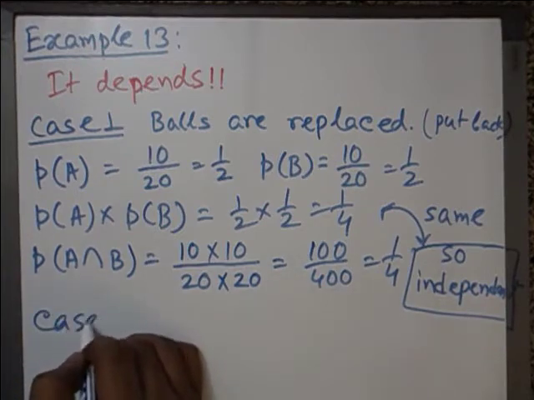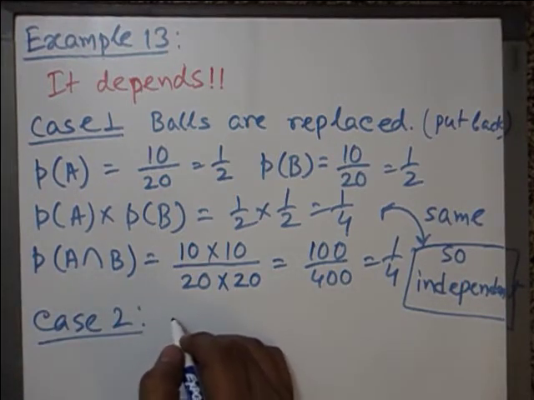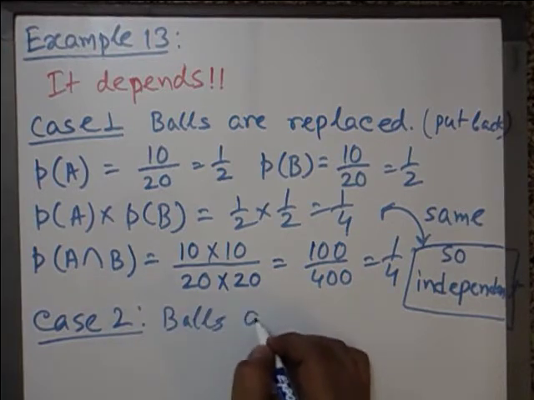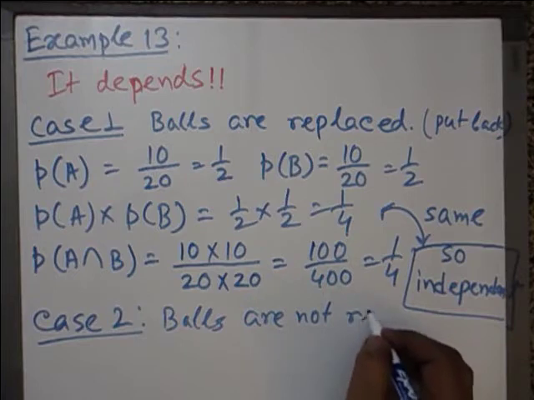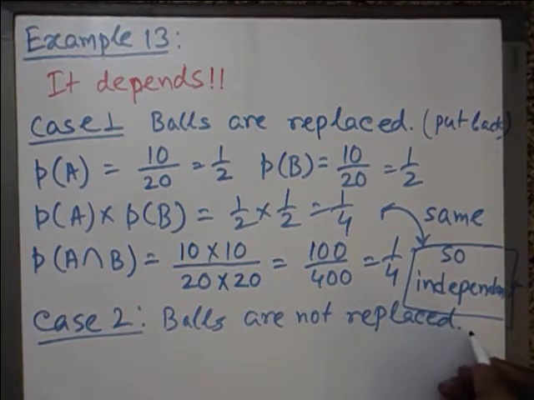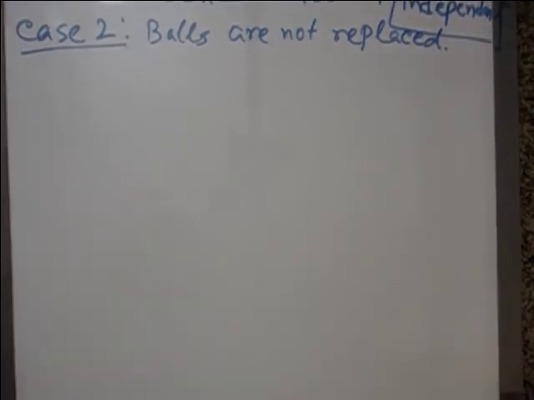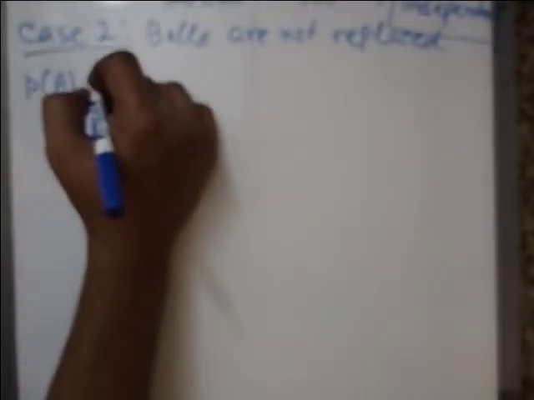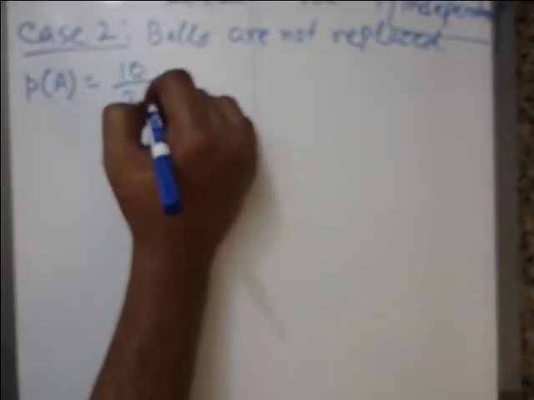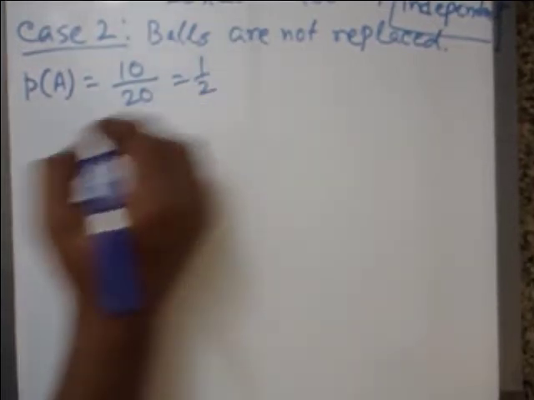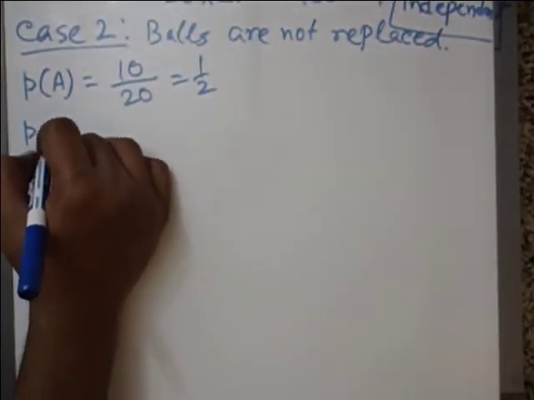Now let's check the second case. Balls are not replaced. What does that mean? That means you take out the first ball, you check its color, whatever it is, red or blue, you do not put that in the bag. So how does that make the difference? So first, P of A is same, 10 red balls, 20 balls, so it's half. P of B is where it starts to become different.